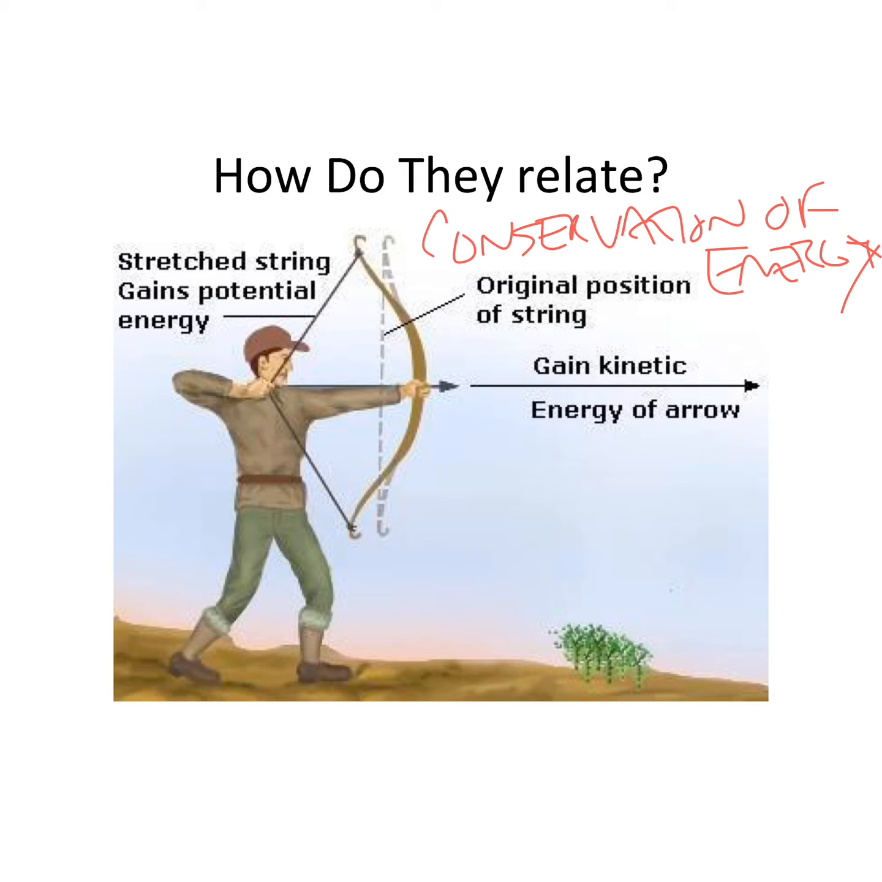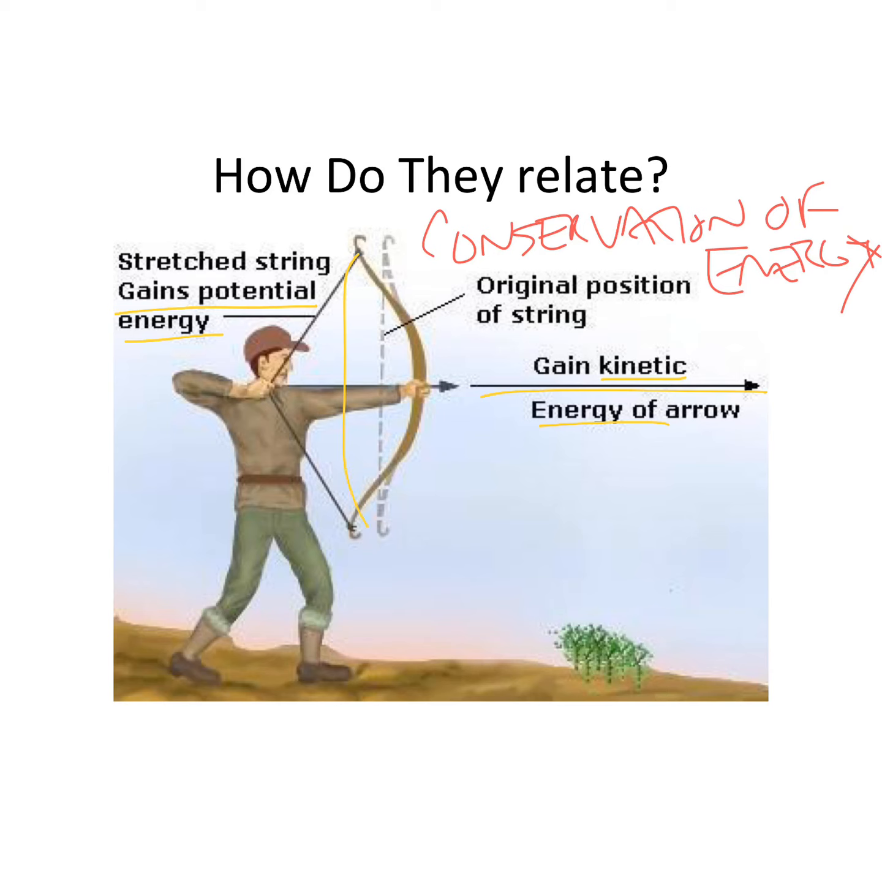So if we think about this, when the bow and arrow is stretched, it gains potential energy, right? It's elastic potential energy, but it's still potential energy. And then when we let go, that arrow shoots off and it gains kinetic energy. So how can we know how much kinetic energy it's going to gain? Well, let's think about this.